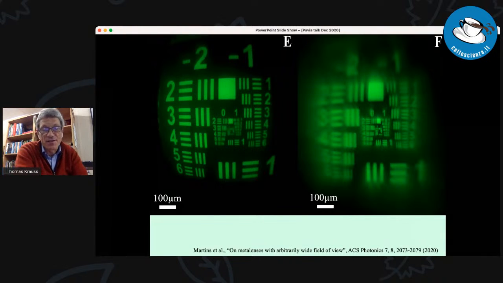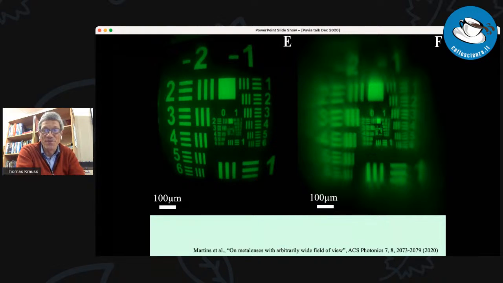And in fact, we demonstrated the point spread function. So, you know, the sharpness of the point is basically unperturbed up to 89 degrees. That's the biggest angle we could measure. So it really works. That is the key message.